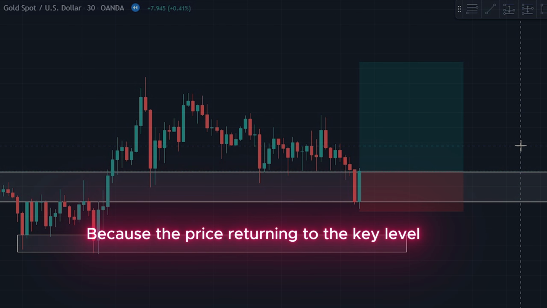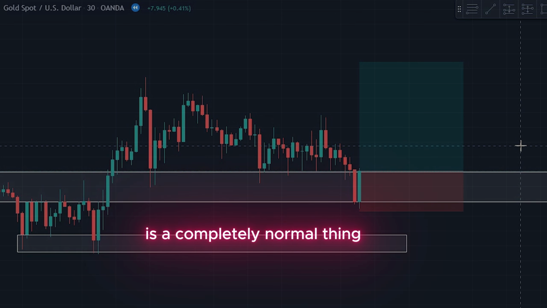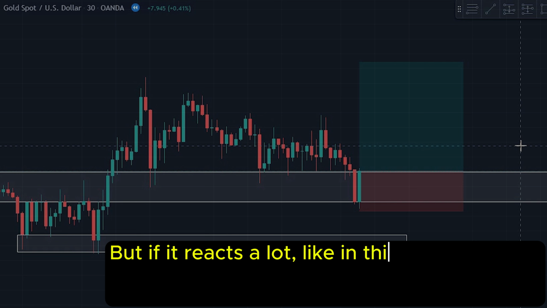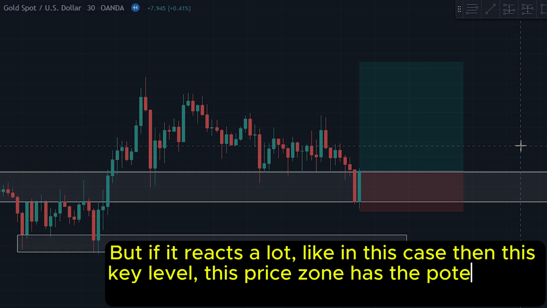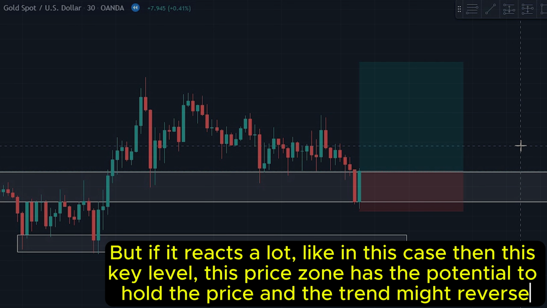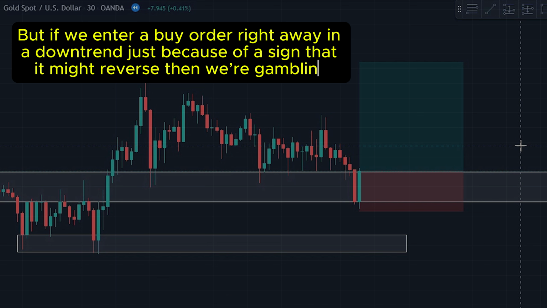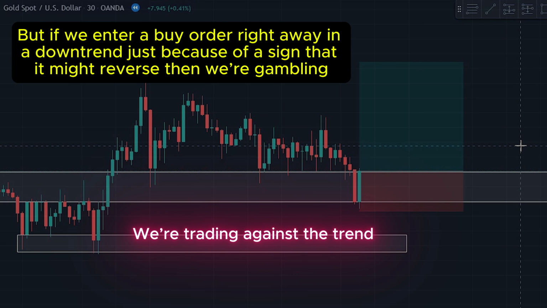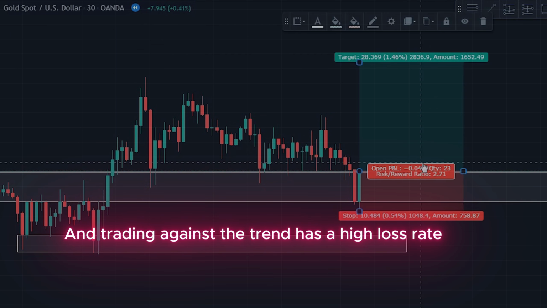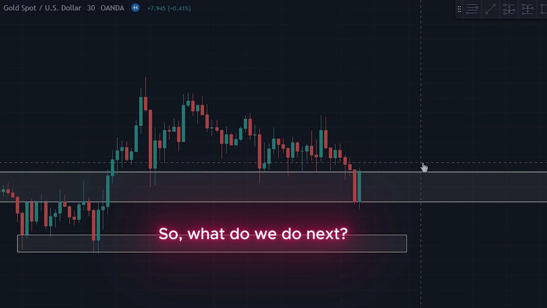Because the price returning to the key level and reacting is a completely normal thing. It might react a little or a lot. If it reacts a little, we usually don't pay attention to it, but if it reacts a lot, like in this case, then this key level, this price zone, has the potential to hold the price, and the trend might reverse. But if we enter a buy order right away, in a downtrend, just because of a sign that it might reverse, then we're gambling. We're trading against the trend. And trading against the trend has a high loss rate. It's very high. So, what do we do next? We do nothing, we wait.